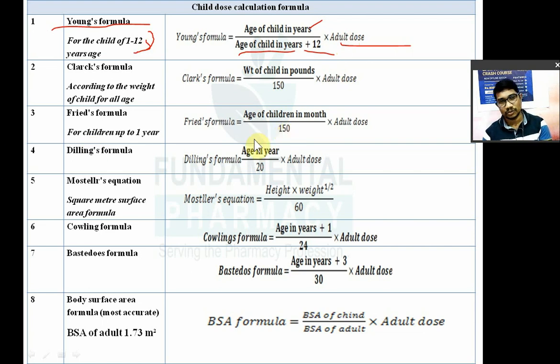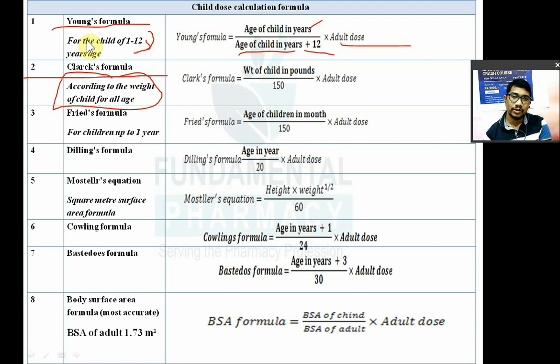Now the second formula is Clark's formula. This formula calculates the child dose according to the weight of the child. Suppose they give a question like this: calculate the dose of the child if the weight of the child is this and the adult dose is this. Since weight is given, applying Young's formula will give you a wrong answer. So you have to apply Clark's formula.